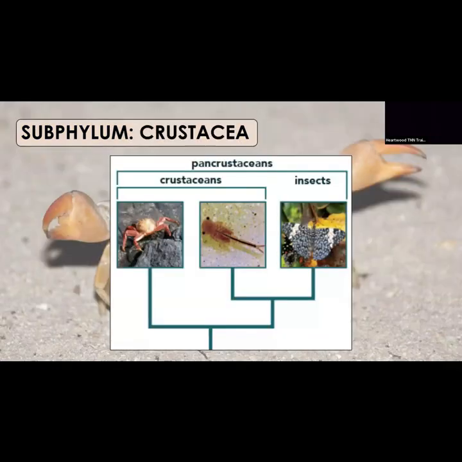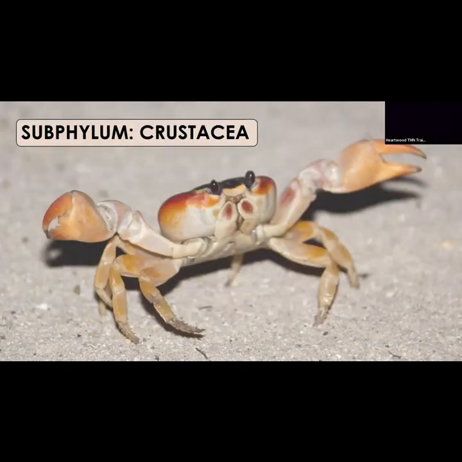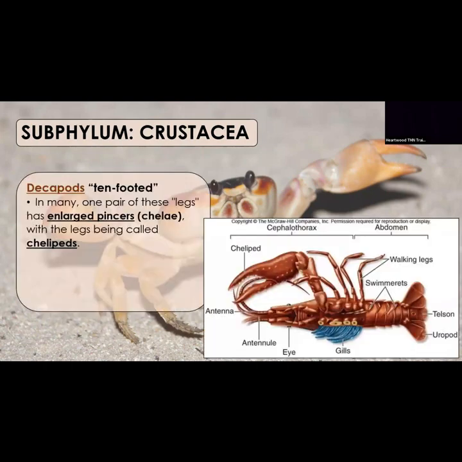So crustaceans and insects are the most closely related. And when you start looking at it, you see a lot of similarities between a crab and insects, crayfish and insects. That's what crustaceans are. One of the bigger orders in Crustacea is the decapods, which means 10 foot, because they have 10 appendages. Spiders had 8, decapods have 10. And that's something that helps separate them out.